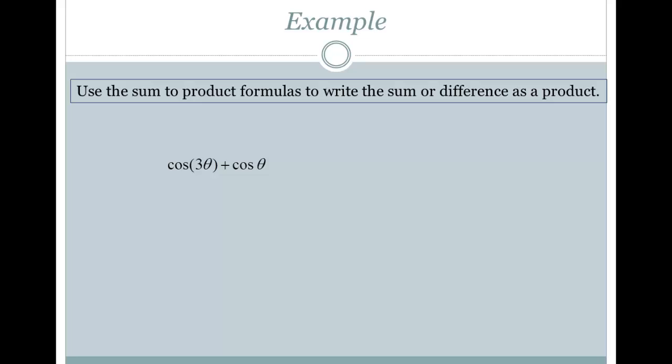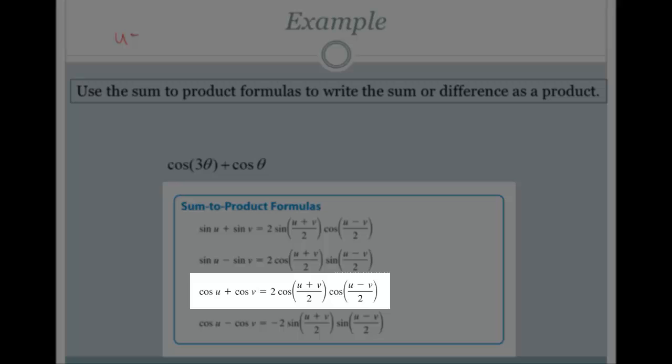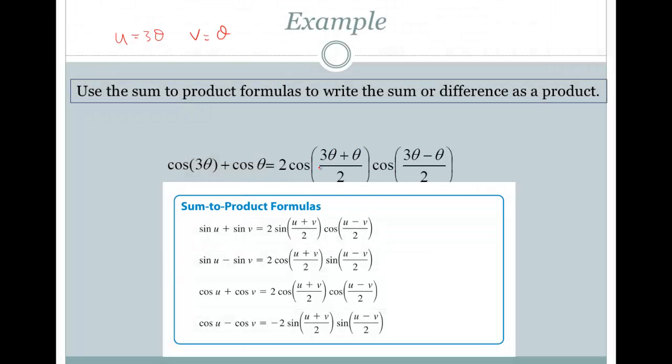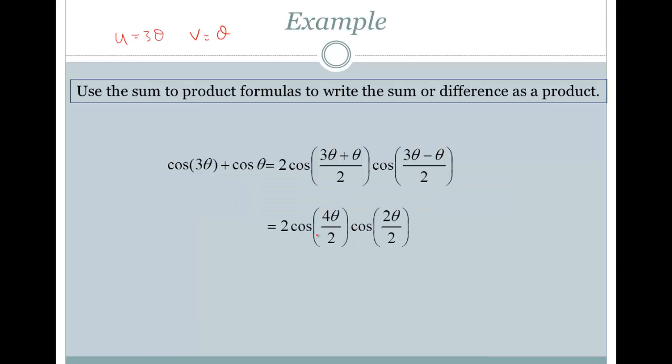So I have cosine of 3 theta plus cosine of theta. Here my u is going to be 3 theta, and my v is going to be equal to theta. I use my sum to product formula here for cosine, which is 2 cosine of u plus v over 2 times cosine of u minus v over 2. I can simplify that down. That's 2 cosine 4 theta over 2 and cosine 2 theta over 2, simply 2 cosine 2 theta times cosine of theta.